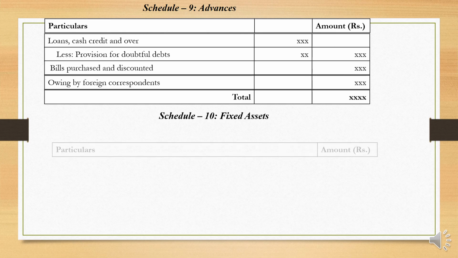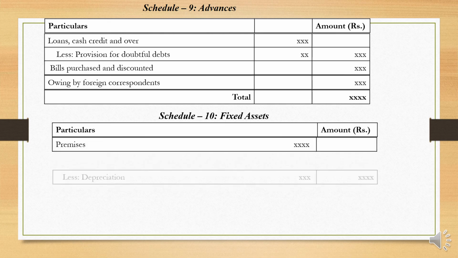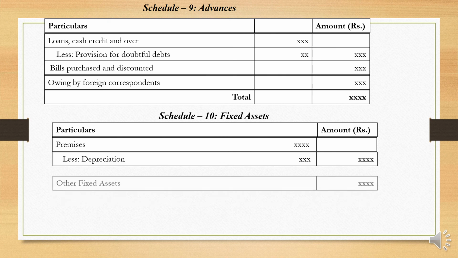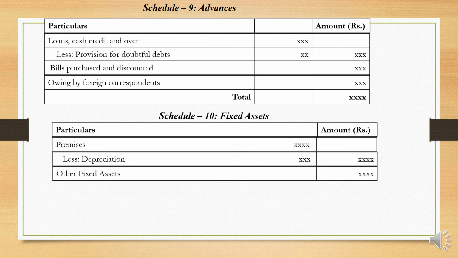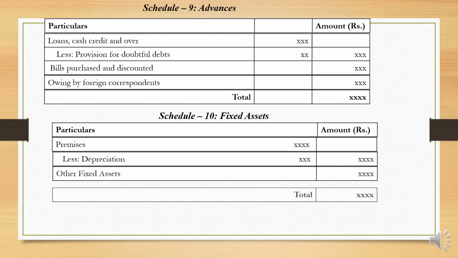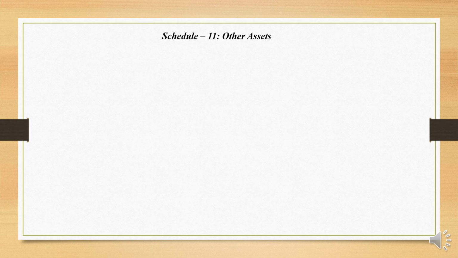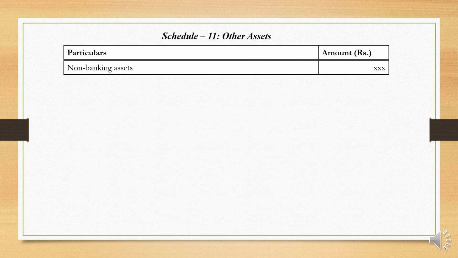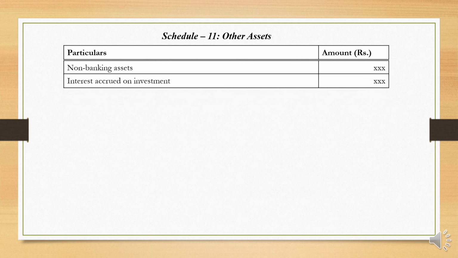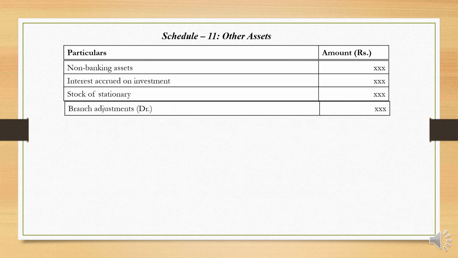Schedule number 10 deals with fixed assets. So here we have premises. Then if there is any depreciation, that should be deducted. Then other fixed assets, there also if there is any depreciation, that should be deducted, so that we get the total fixed assets. Next, schedule number 11 deals with the other assets other than the fixed assets and the cash with the Reserve Bank of India. Here comes non-banking assets, then interest accrued on investment, then stock of stationery, then branch adjustments, debit side. If there is any debit balance in the branch adjustment, that should come here.